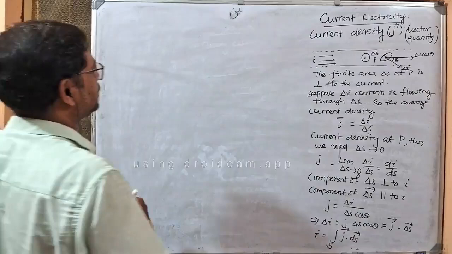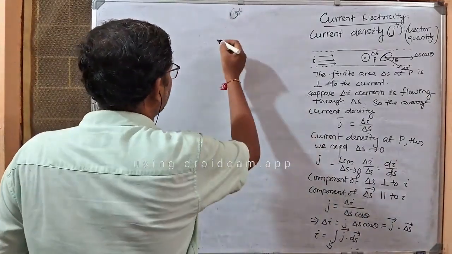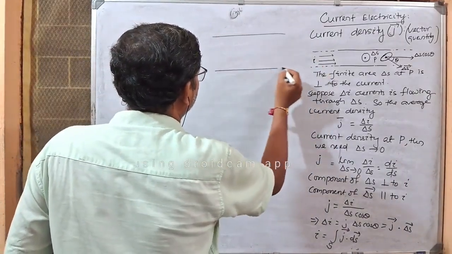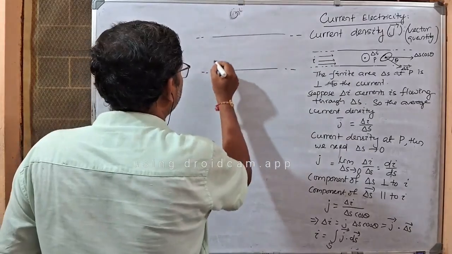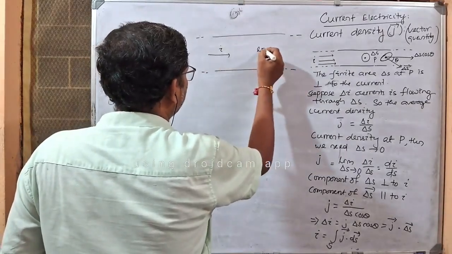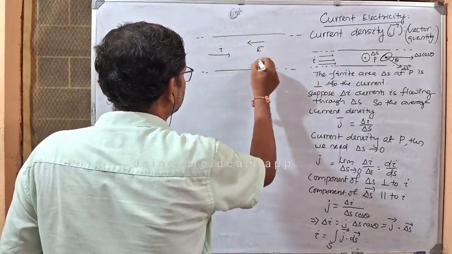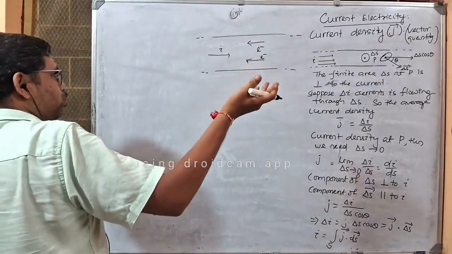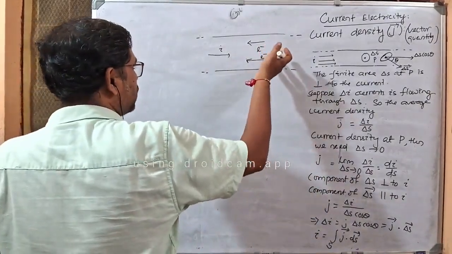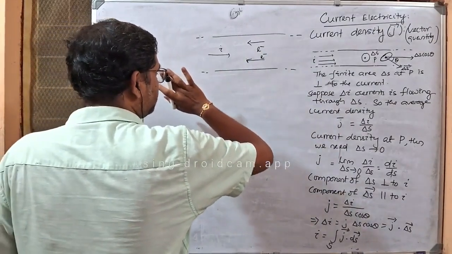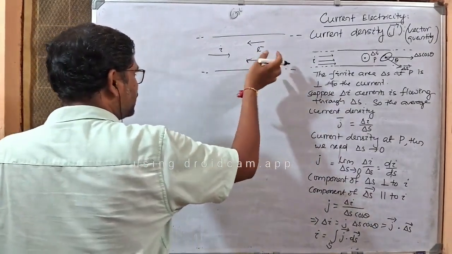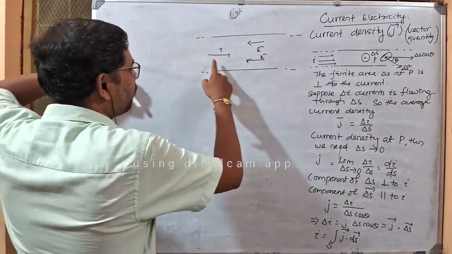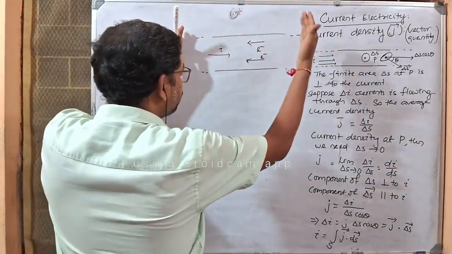We know current is flowing, means electrons are flowing. If this is my conductor and current is flowing in this direction, electrons are flowing in the opposite direction. This is the conventional current, opposite to the negative charge motion. So electrons are moving from higher potential to lower potential. Charge is flowing in this direction, means this is your higher potential, this will be your lower potential.